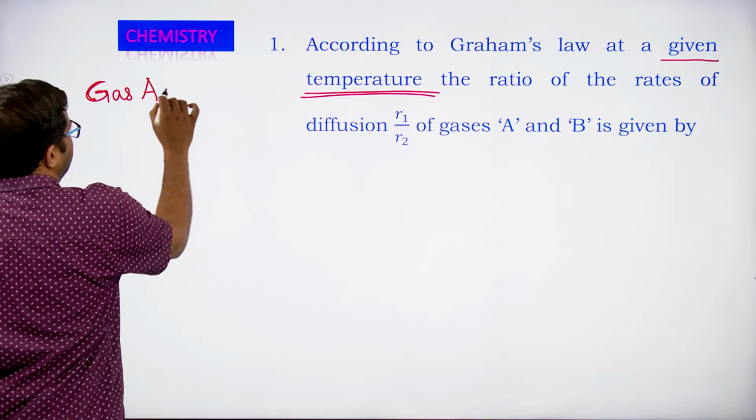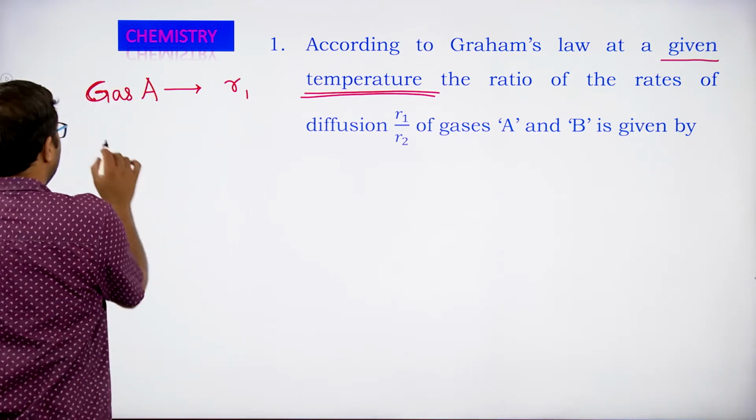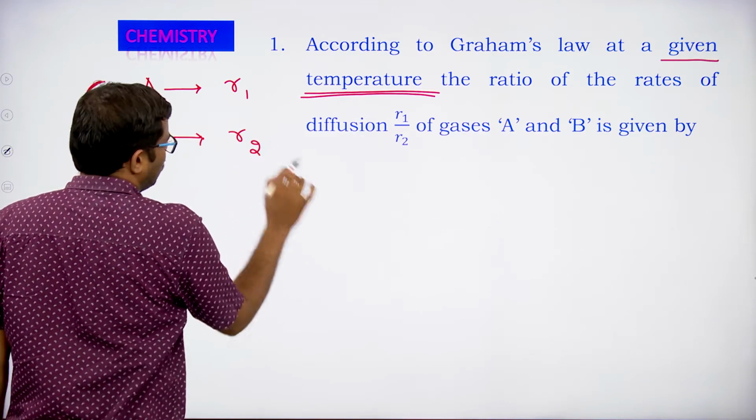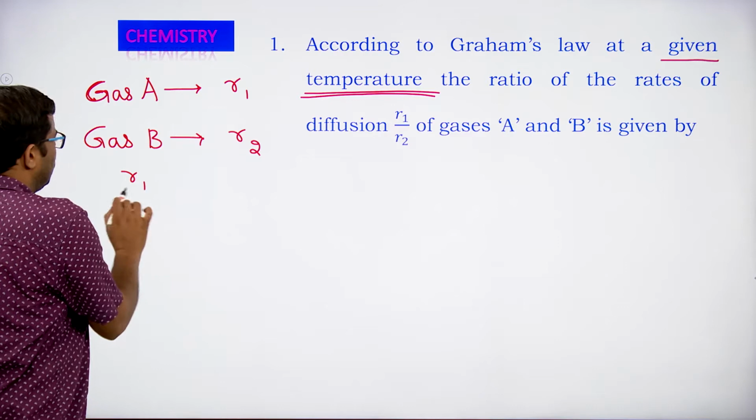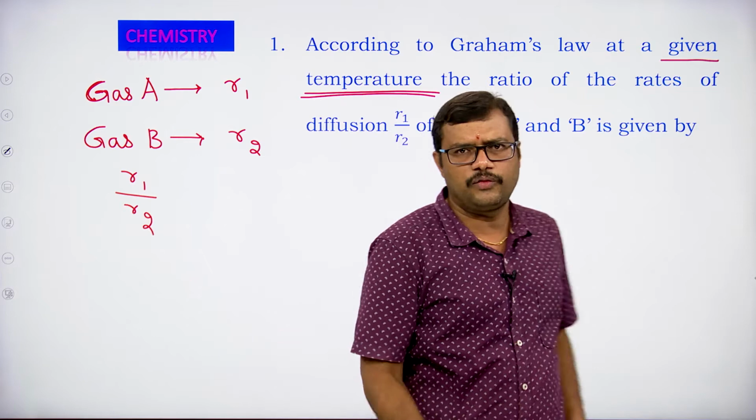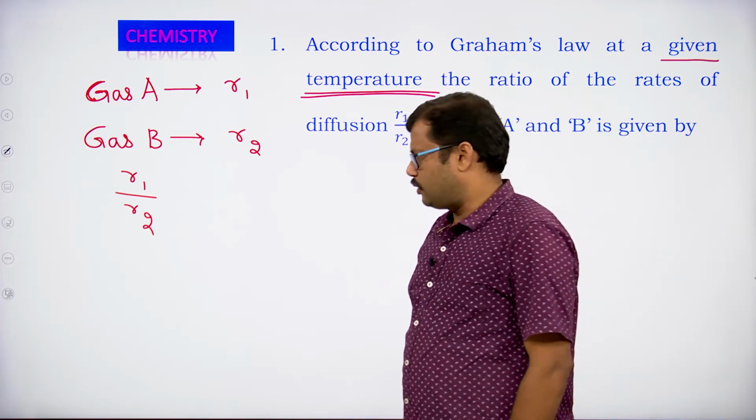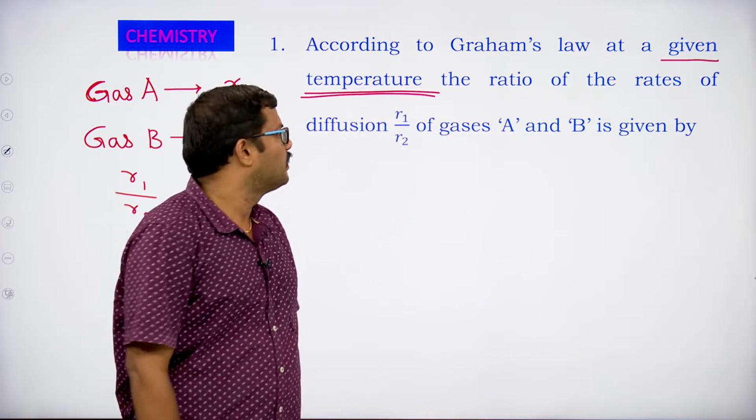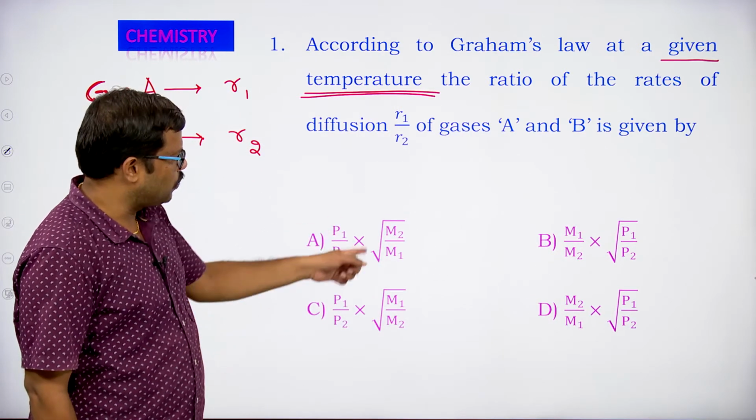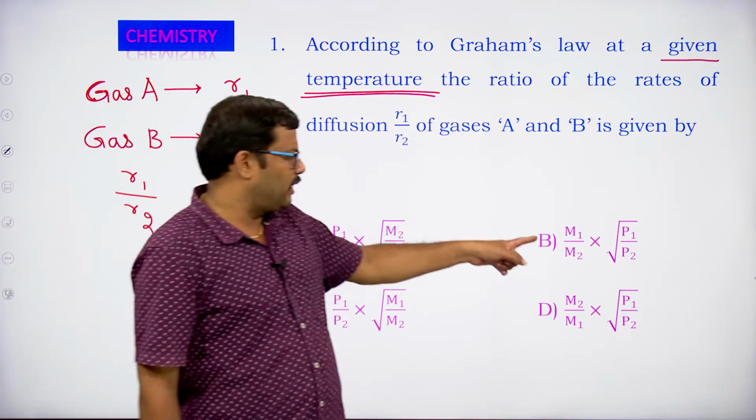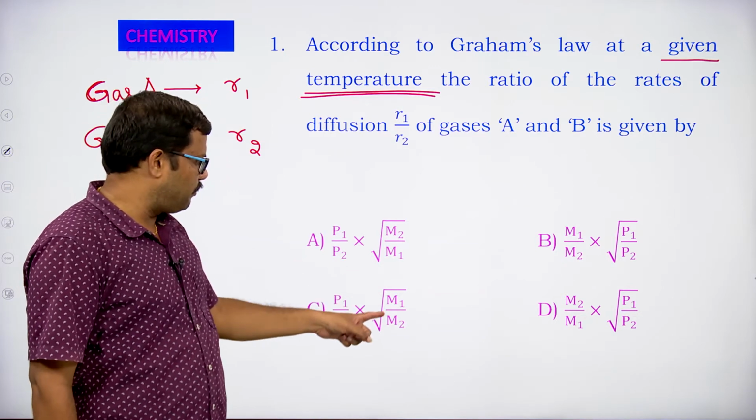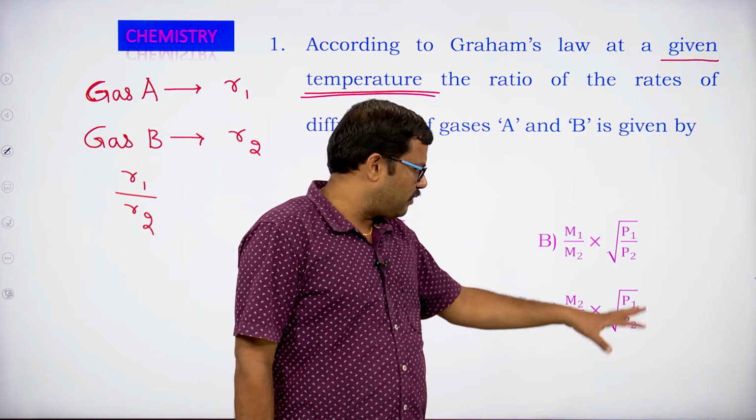Gas A, its rate of diffusion is R1. Gas B, its rate of diffusion is R2. So they are asking us to look at the correct option for the ratio of the rates of diffusion of the two gases, R1 and R2. So R1 by R2 equal to what? Let us see here, the options are given as P1 by P2 into root of M2 by M1, M1 by M2 into root of P1 by P2, P1 by P2 into root of M1 by M2, M2 by M1 into root of P1 by P2.